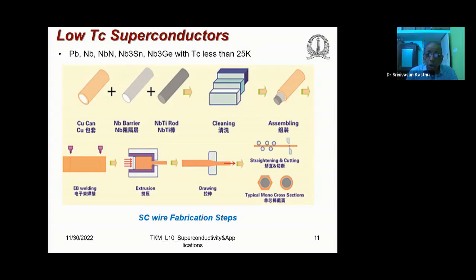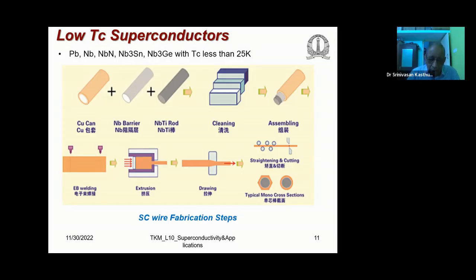So you make what is called multi-filamentary low temperature superconductor by the entire process. Okay, please, this is a very, very important process. So you are able to get multi-filamentary superconducting wires, low temperature superconducting wires.